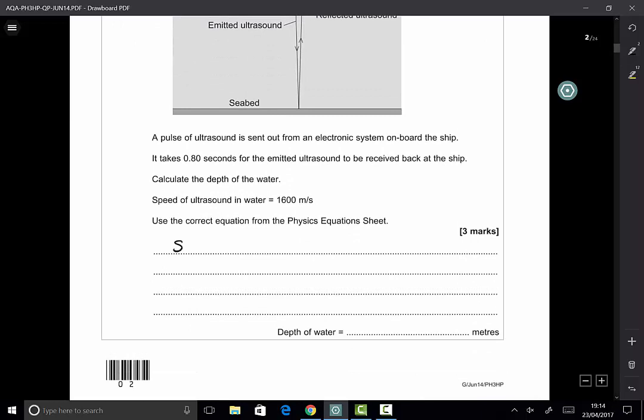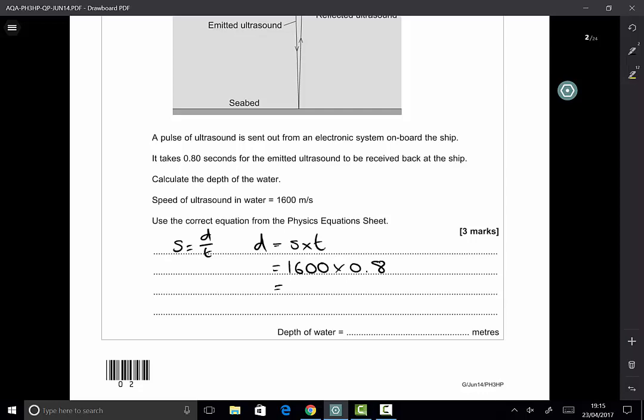So we know that speed is distance divided by time. So the distance that it's travelled must be speed times time. So 1,600 times 0.8, which gives us 1,280 meters. But that's the distance to go to the bottom of the seabed and back again. So we need to divide that by 2 to get a depth of 640 meters.